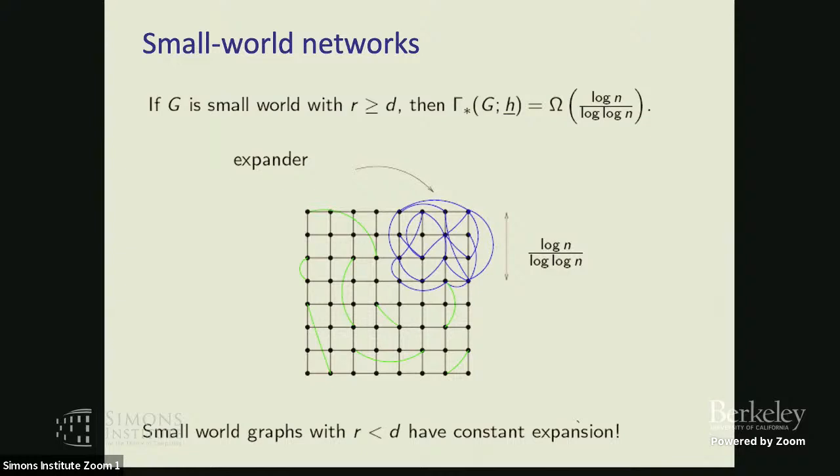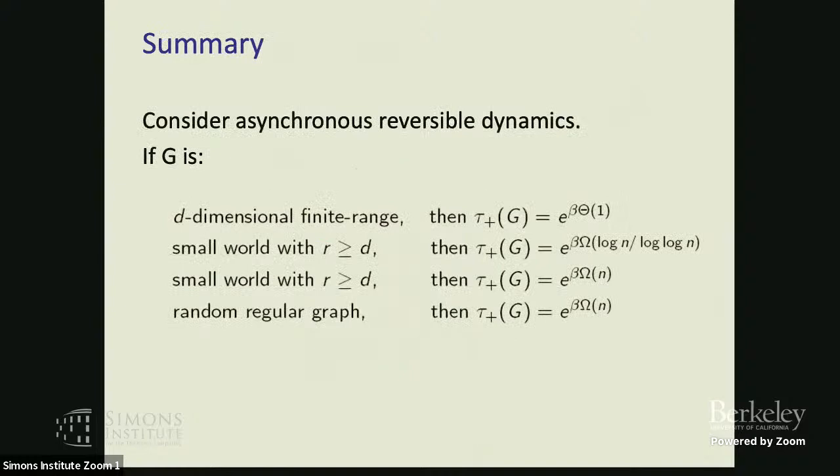Therefore, it's going to be exponential. So to sum it up, if you have a d-dimensional finite range network, then your hitting time is constant, or e to the power beta times some constant. In a small world with R bigger than or equal to D, it's e to the power beta times something that's logarithmic. This should be a smaller. Then similar to random regular graphs or other types of expanders, the hitting time is going to be exponentially large. That's the summary of what I showed you.